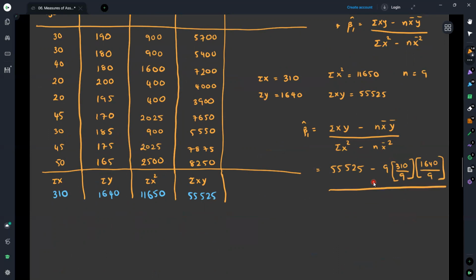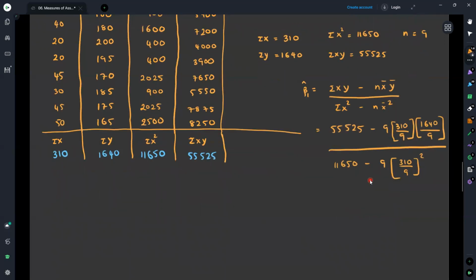Then this is entirely divided by summation of x squared. We will get it as 1650 minus n times x bar squared. The value of n is 9. Then x bar is 310 over 9, and its square term is used. Therefore, once you perform the calculation, you will get the value for beta 1 hat equal to minus 0.99, accurate to 2 decimal places.